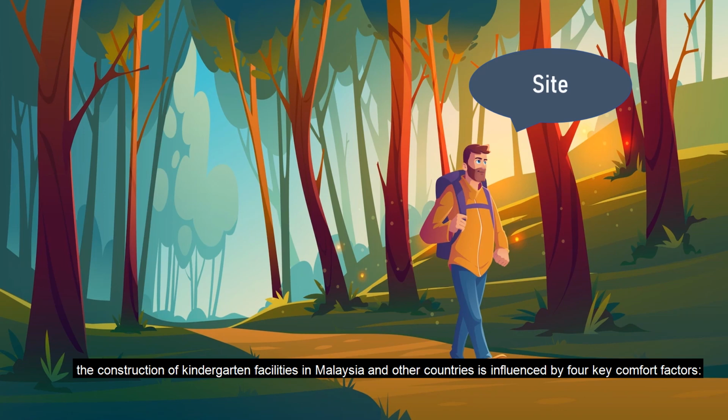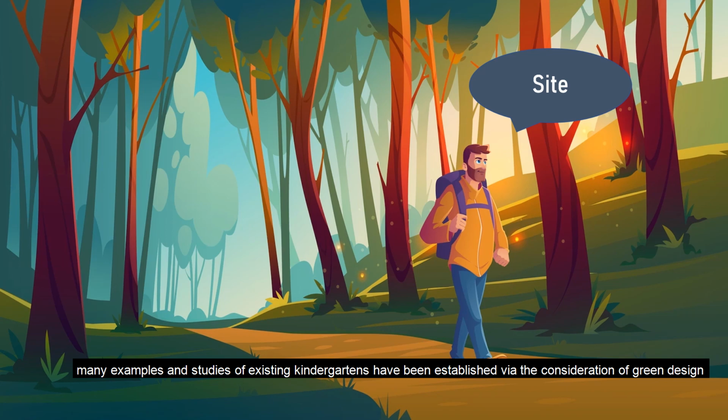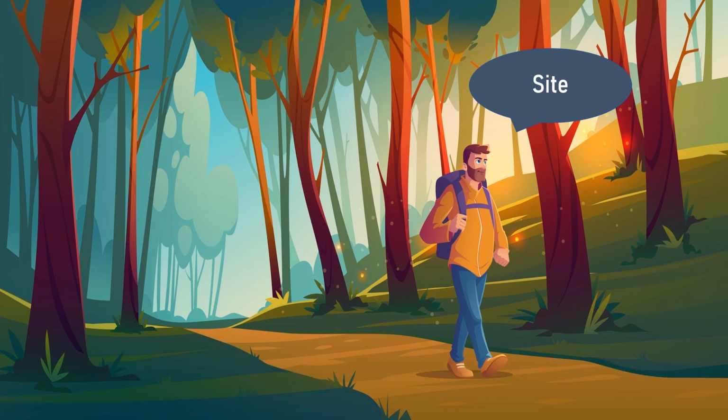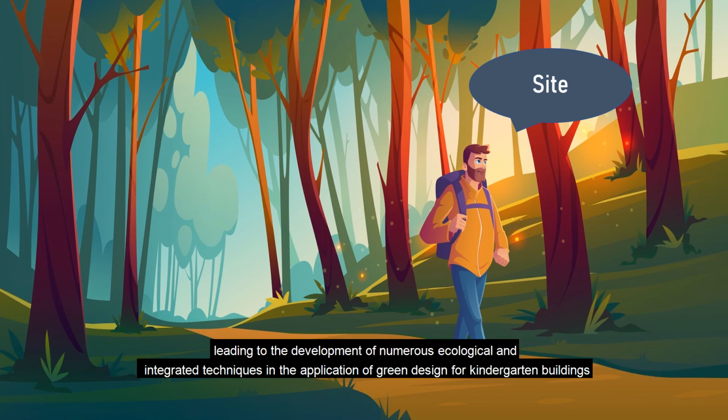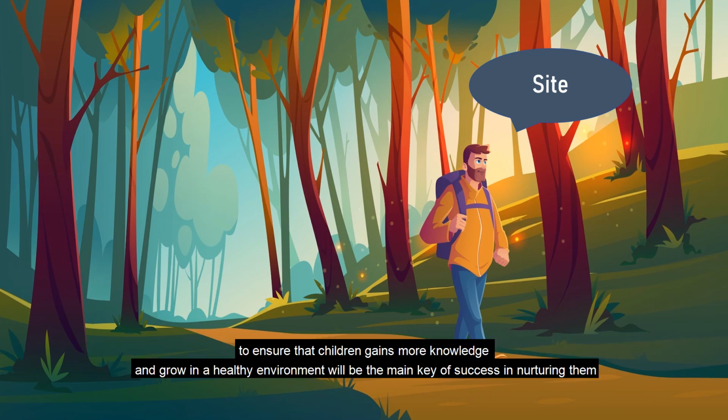Our justification to the project. The construction of kindergarten facilities in Malaysia and other countries is influenced by four key comfort factors: thermal, light, space, aesthetic and acoustic comfort. Many examples and studies of existing kindergartens have been established via the consideration of green design in the most developed nations, leading to the development of numerous ecological and integrated techniques in the application of green design for kindergarten buildings. Thus, a variety of options through green design can transform the formal physical kindergarten building in Malaysia into future structures that are more sustainable. To ensure that children gain more knowledge and grow in a healthy environment will be the main key of success in nurturing them.